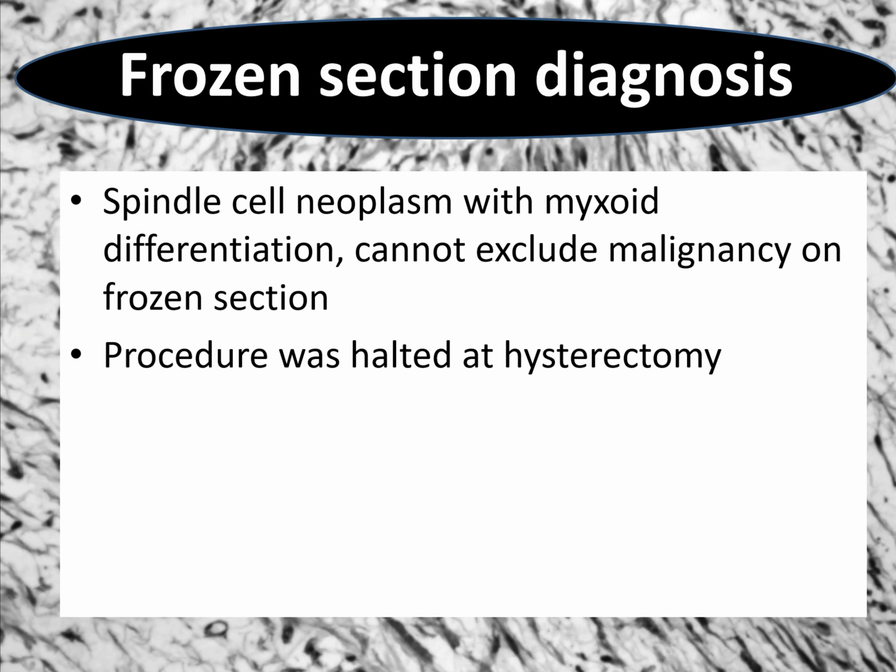But here I was a little more concerned, especially given the myxoid change. So I said spindle cell neoplasm with myxoid differentiation, cannot exclude malignancy on frozen section, and the surgeon stopped with hysterectomy and left the patient's tubes and ovaries. I don't think the patient was expecting anything other than maybe a leiomyoma diagnosis, so that's why the surgeon decided to manage the patient that way.